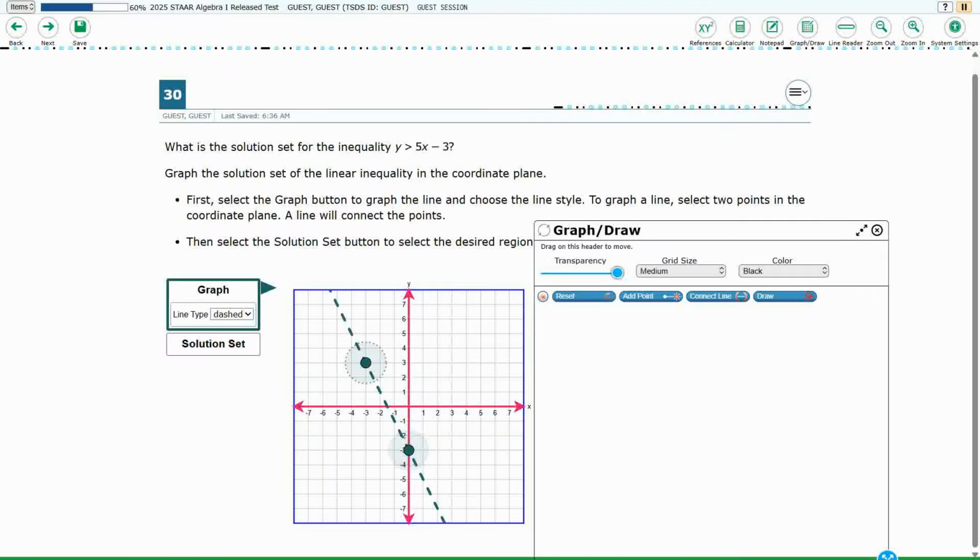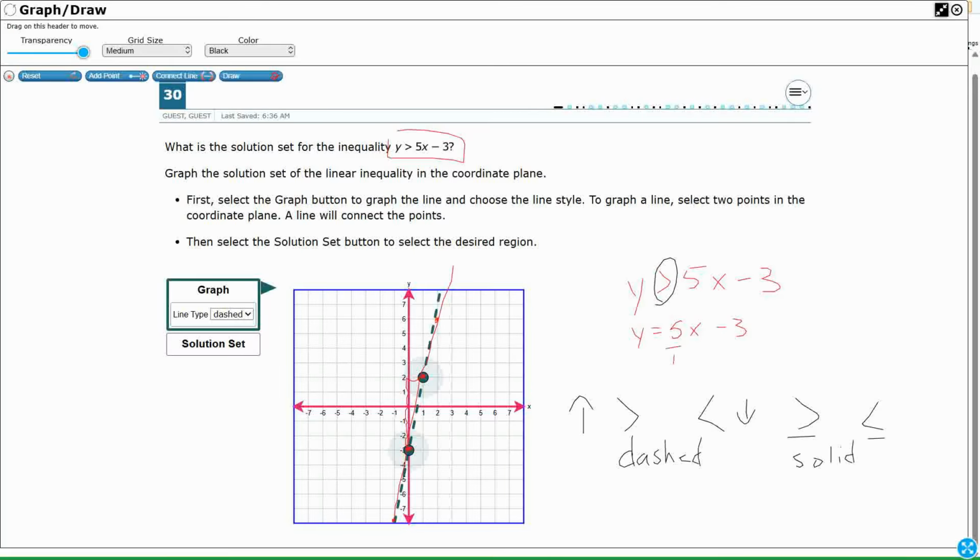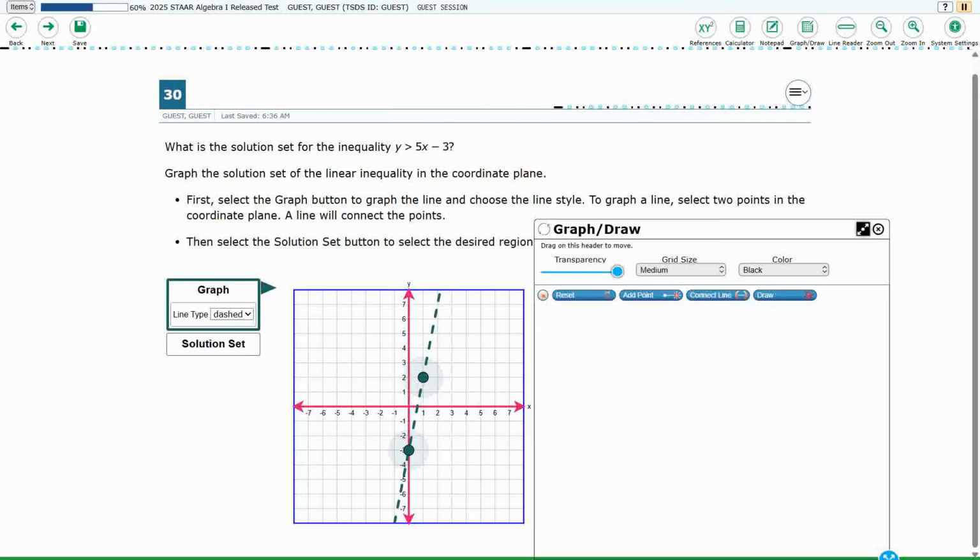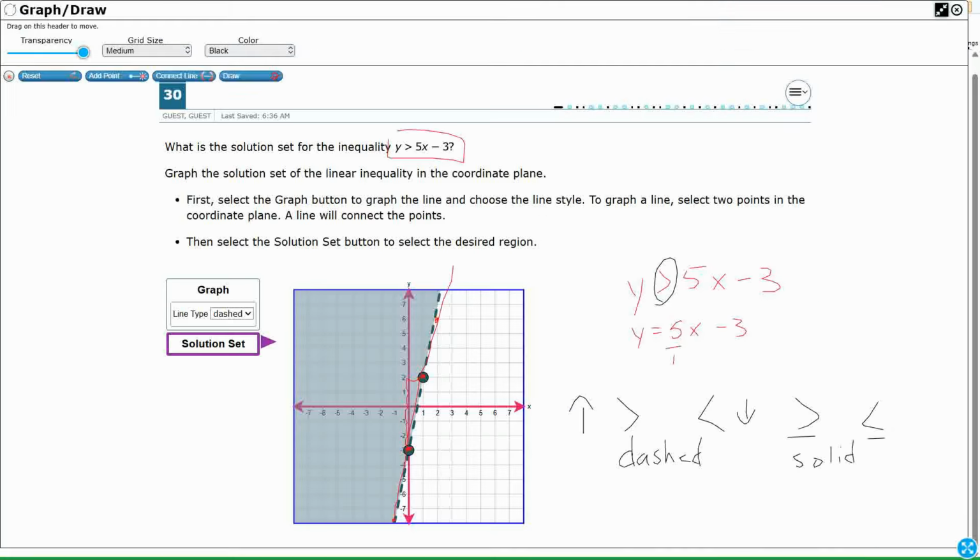So let's get this back over here. So we see we lost our line because we didn't click over. There we go. So there's our line. We need to click on that solution set. There we go. So now on the solution set, we can select whether we want to go above the line or below the line. Now you can't flip back and forth, so if you want to take this one off, you have to click it again. And now we want to go above the line because it's greater than.